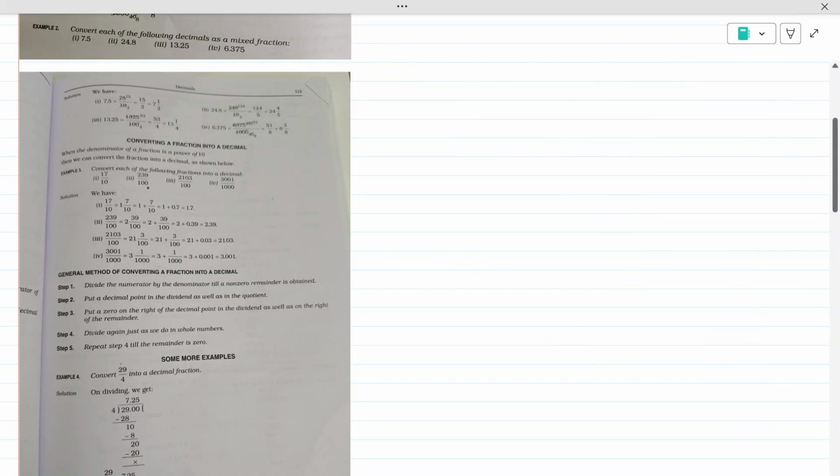Next we have to convert the fraction into a decimal, that is, we have to do the opposite of what we have done. So the first question is 17 by 10. So kids, we have done a similar question yesterday also in the previous class. So 17 by 10. That means the decimal is after one place. Why? Because we have 10, that means we have only the tenths place after the decimal.